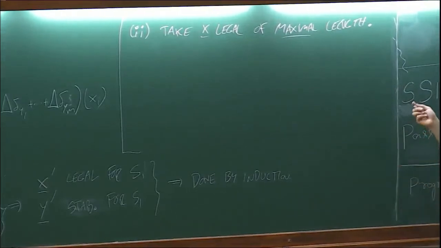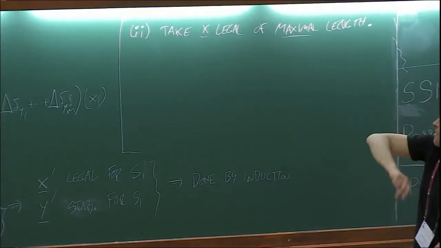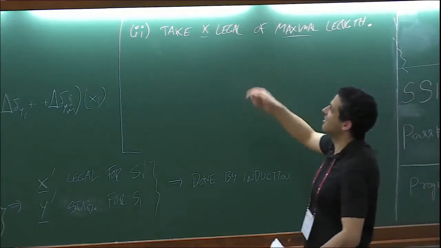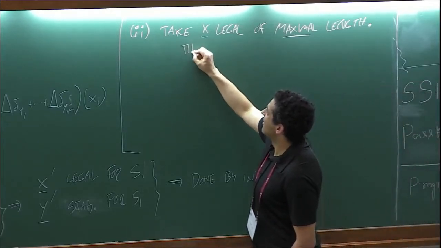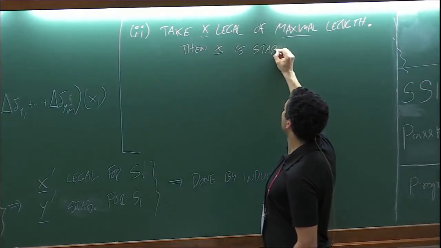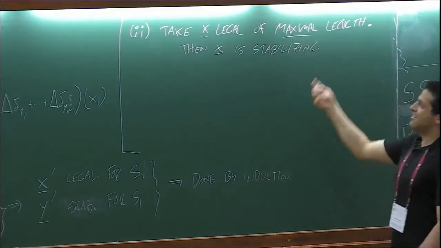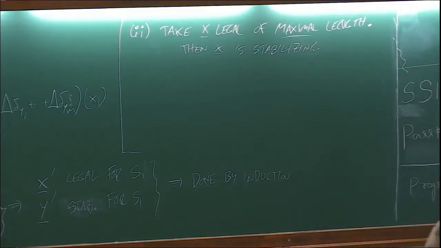Well, then it must be stabilizing, because otherwise, if something were unstable, you could topple that thing to get a longer legal sequence. So then x is stabilizing. So in fact, there is a legal stabilizing thing as claimed.